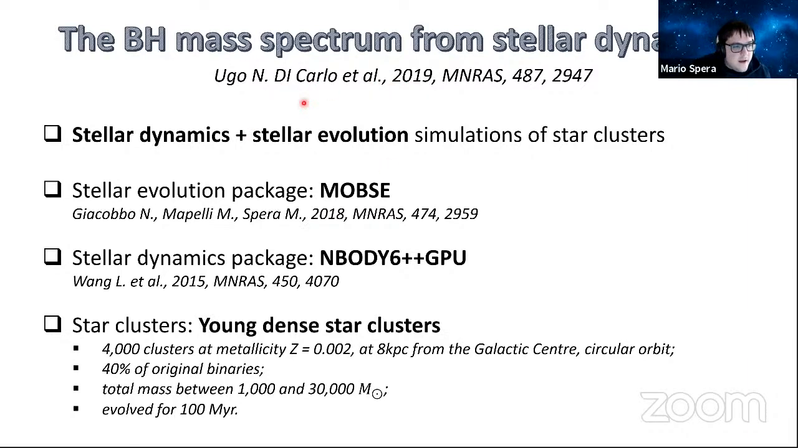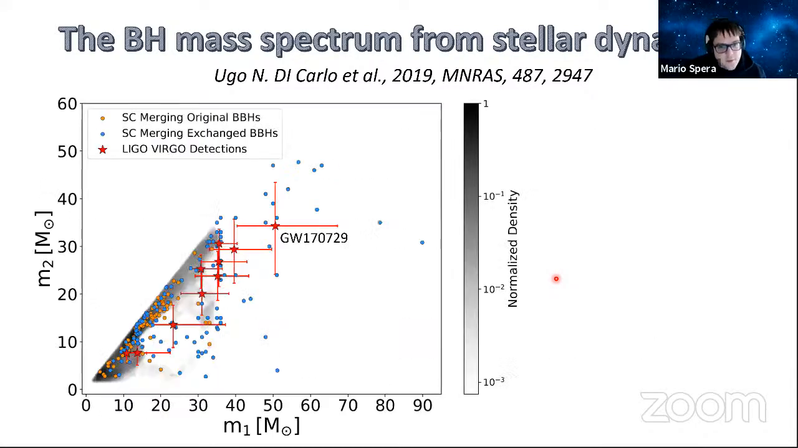I won't give you the details of all the simulations, but we basically combined state-of-the-art gravitational N-body simulations with state-of-the-art stellar evolution prescriptions, and we performed a statistical study of merging black holes on a sample of more than 4,000 young star clusters. First of all, let me show you what we obtained from these simulations.